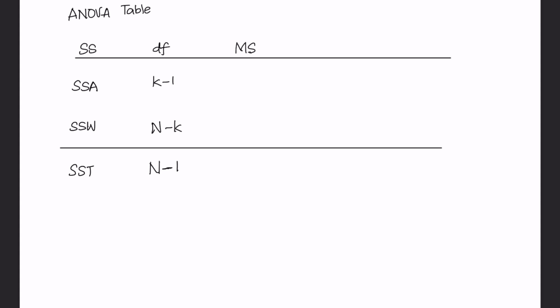Now, how would you calculate the mean square? Remember that MS represents mean square. We have two values here, MSA and MSW. MSA represents the mean square among values, and we have MSW, the mean square within values.